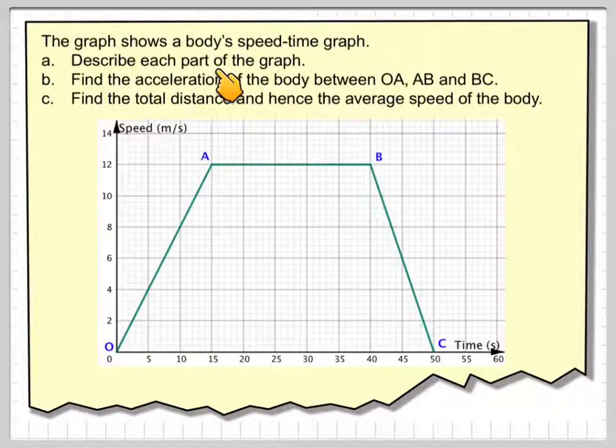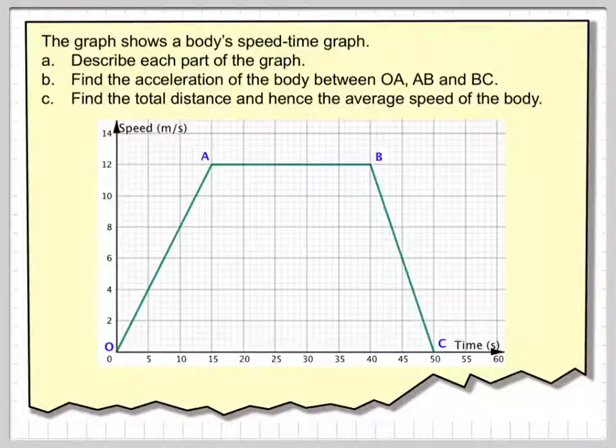Graph shows a body's speed-time graph. It says, describe each part of the graph. Find the acceleration of the body between OA, AB, and BC. And then it says, find the total distance and hence the average speed of the body.